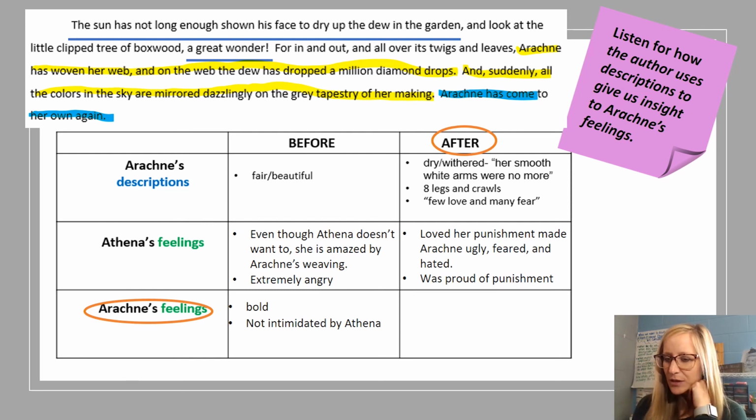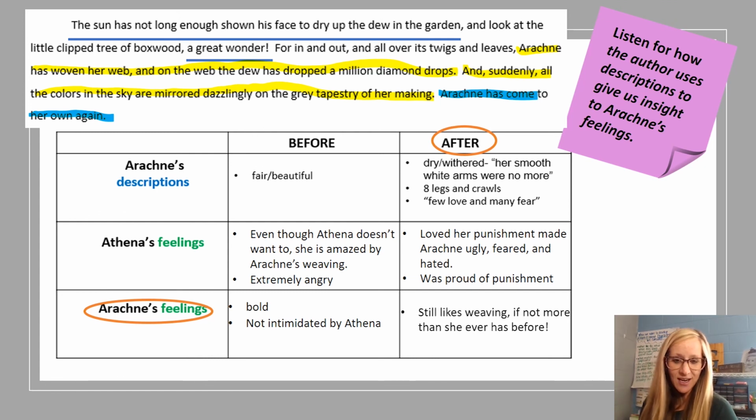Again, who is saying this about Arachne? Yeah, it's the narrator here. So I'm thinking that as a spider, she still owns what belongs to her. But I think it goes even deeper. I think she's saying that this is her primary task. This is what she's meant to do, is weaving. And that's what spiders are born for. So I believe you are ready to head into your independent practice with this information. Again, she still likes weaving, if not more than she ever has before.